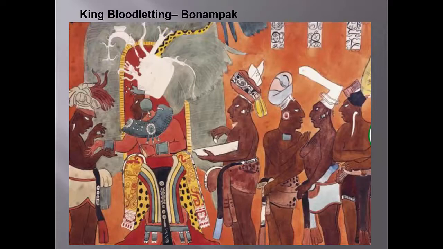The ancient Maya used spines from stingrays and cacti, as well as obsidian knives, to pierce their ears, tongues, and genitals to spill their own blood for sacrifice. Sorry, guys, blood from the penis was especially highly valued. Any guess as to why?